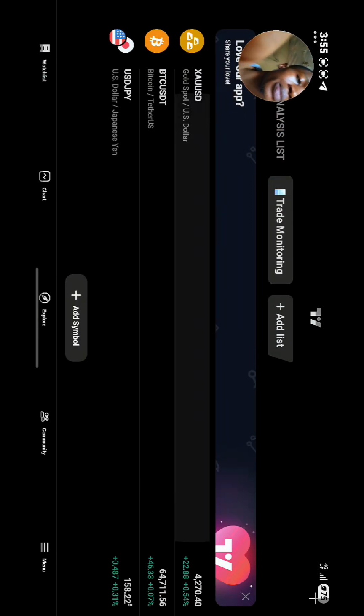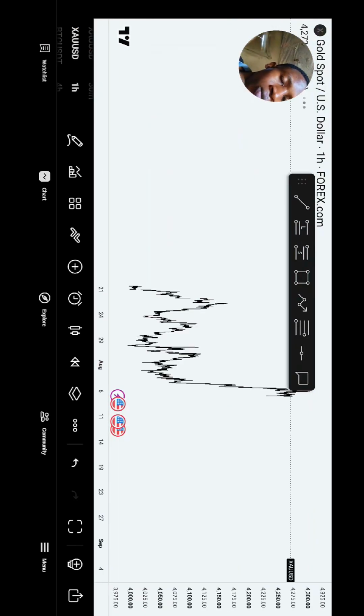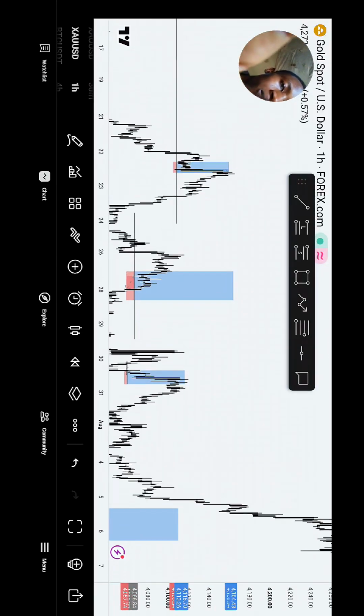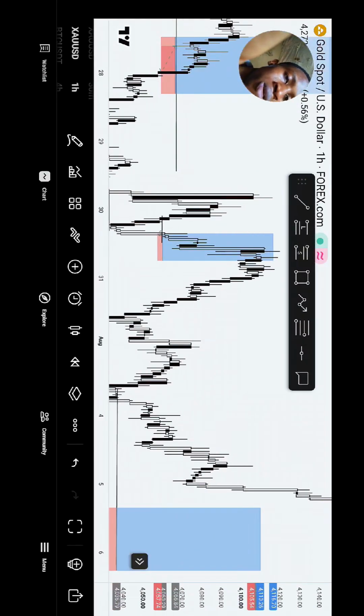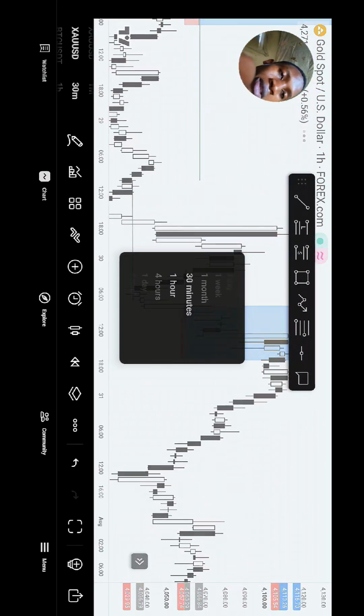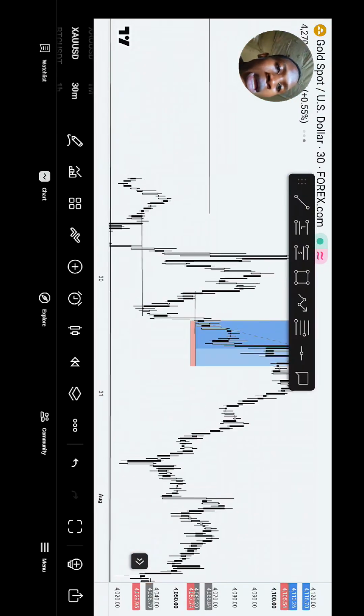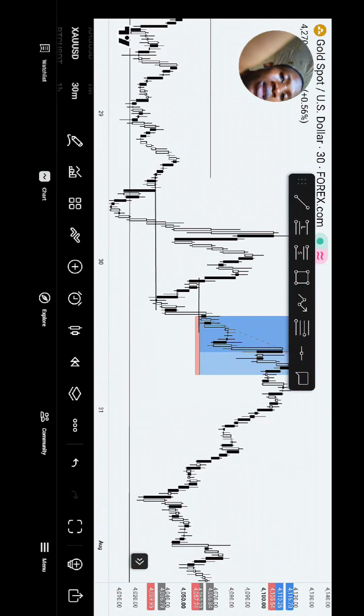Let me show you on the chart. Let me go to 30 minutes. I caught the movement. You can see it here. This is the breaker block.